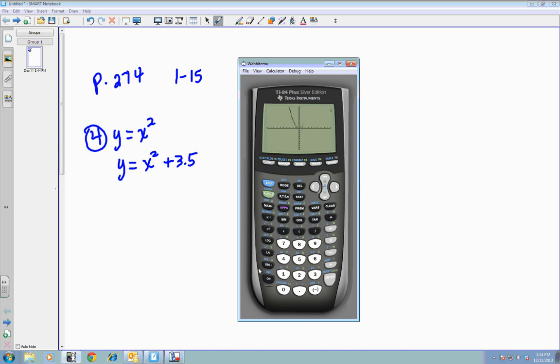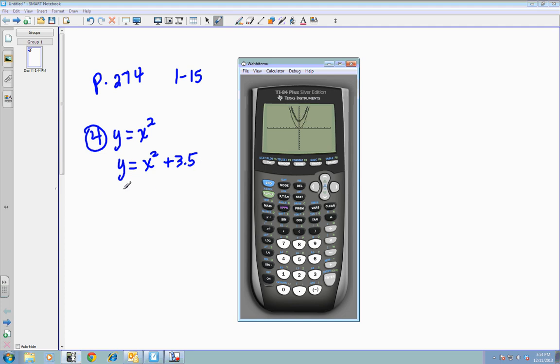I'm going to hit graph. There's my first graph, y equals x squared. There's my second graph. It says examine each, predict the similarities and the differences. I didn't have you predict; we're just going to write down what the similarities are. It looks like it's the exact same graph, but my second graph is shifted up. It's hard to tell, but it's actually shifted up 3.5 spaces.